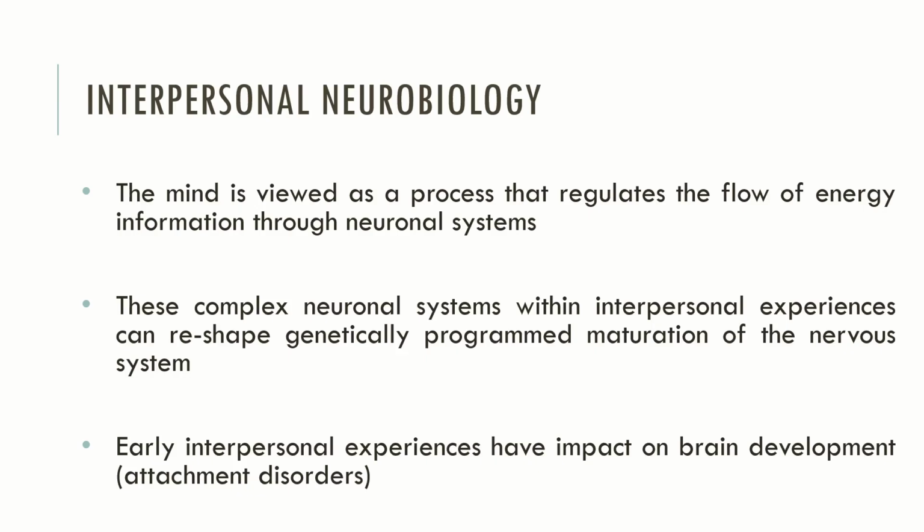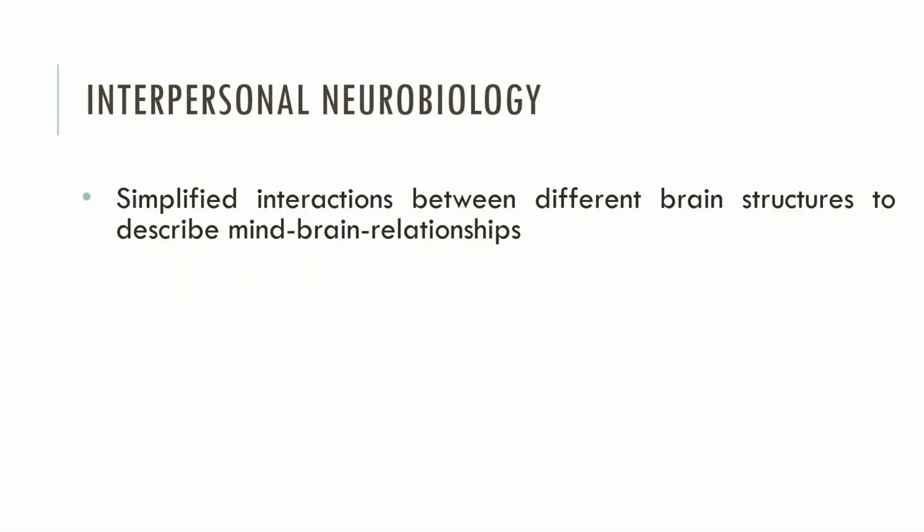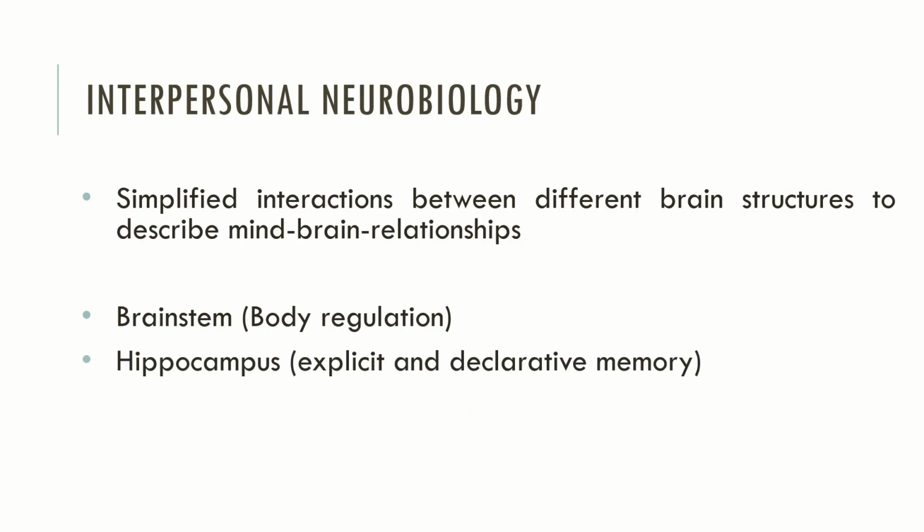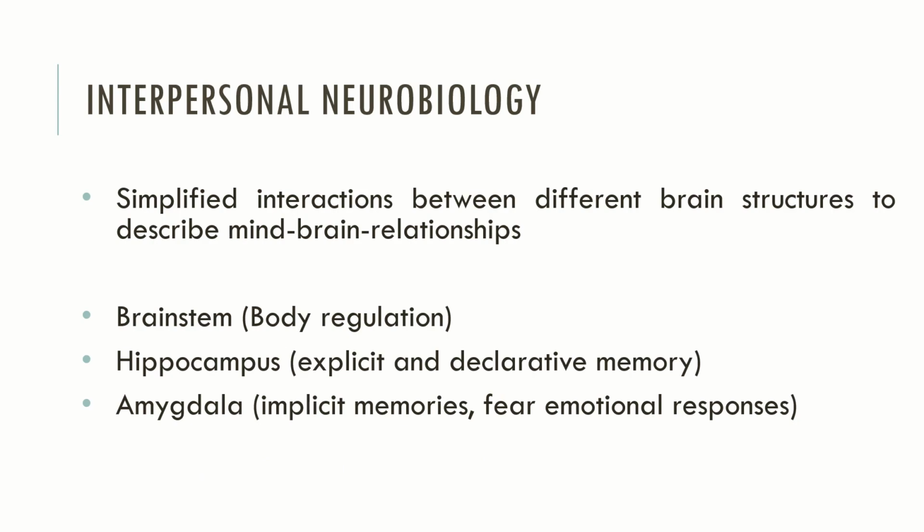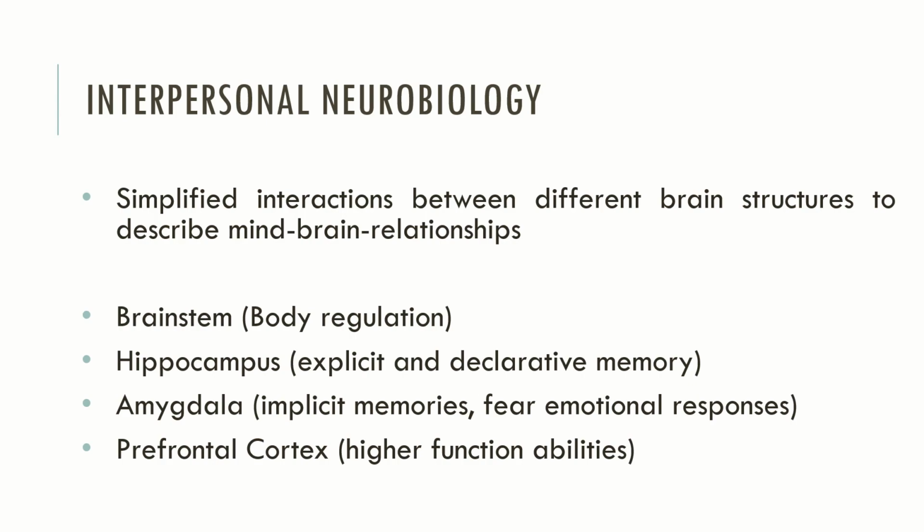Daniel Siegel describes a model where we can find the simplified interactions between different brain structures to describe mind-brain relationships. The first brain structure is the brainstem, which is responsible for body regulation, such as heartbeat, stomach secretions, and the autonomous nervous system. The hippocampus is responsible for explicit and declarative memory. The amygdala is responsible for containing implicit memories and fear emotional responses. And the prefrontal cortex is responsible for higher function human abilities, such as complex thinking, decision making, or even emotion regulation.